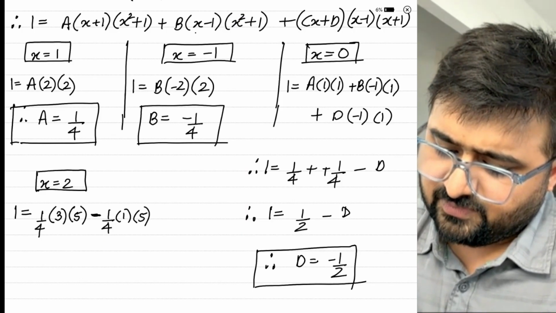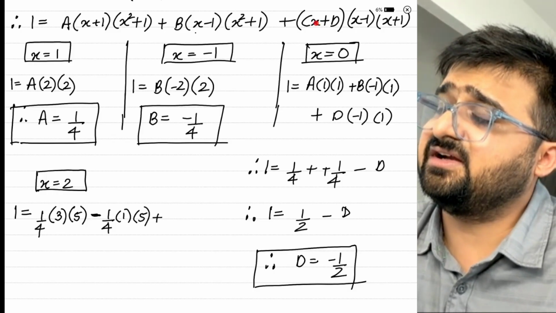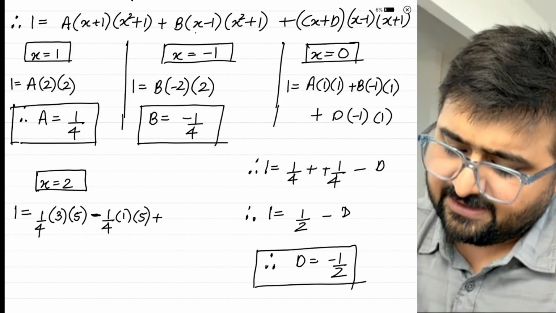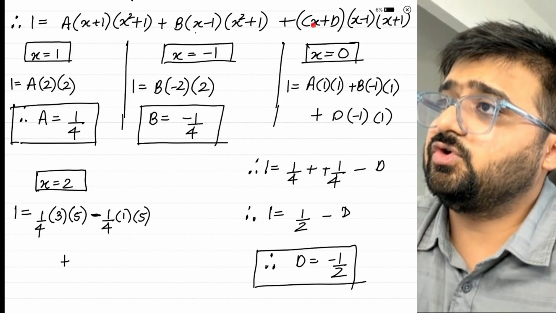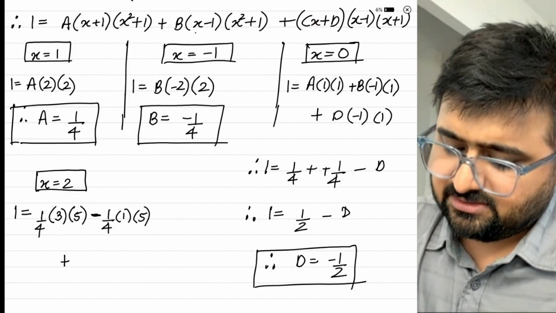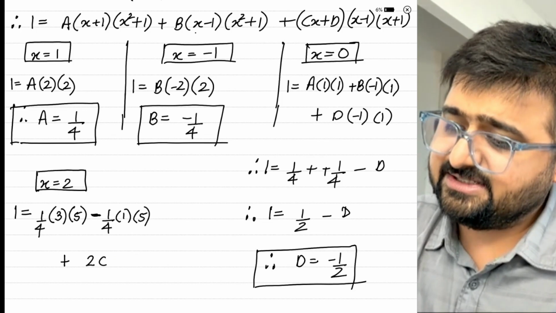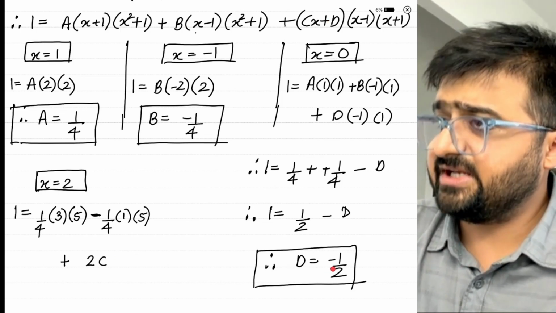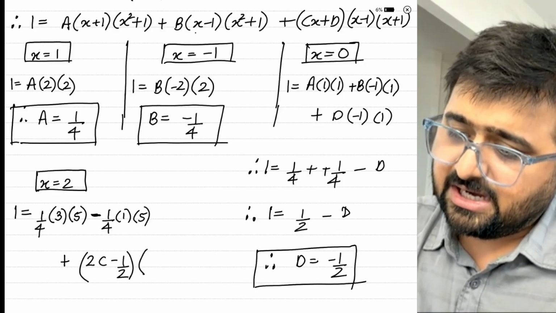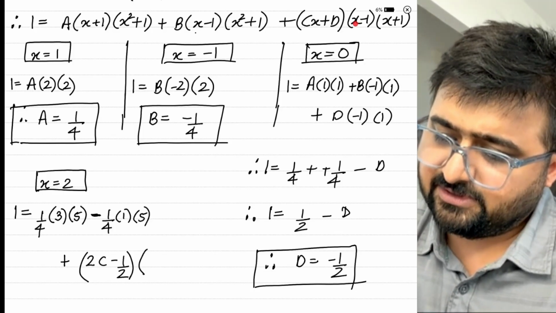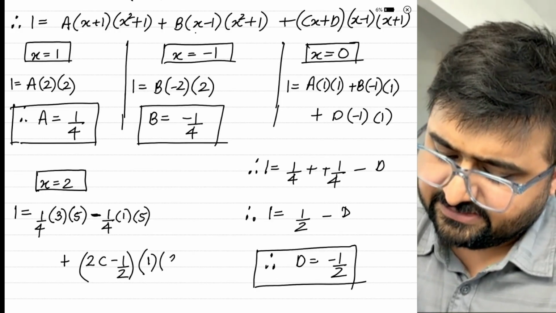Okay, plus cx plus d. x is 2, so let me write it on the next line, since we have some space. So we have 2 times c, plus d is minus half, so here you can just write minus half, and x minus 1 and x plus 1. 2 minus 1 is 1, and 2 plus 1 is 3.